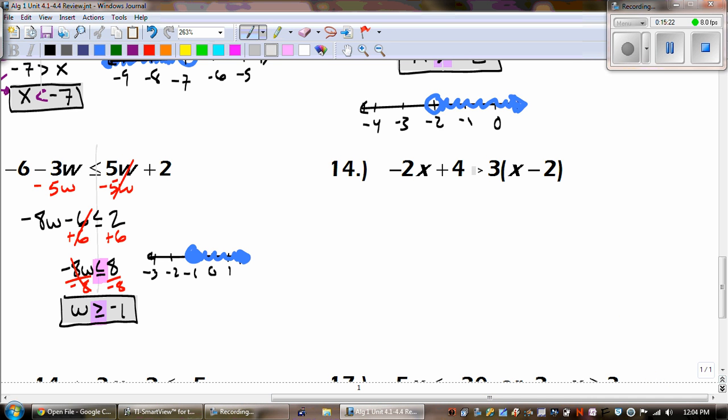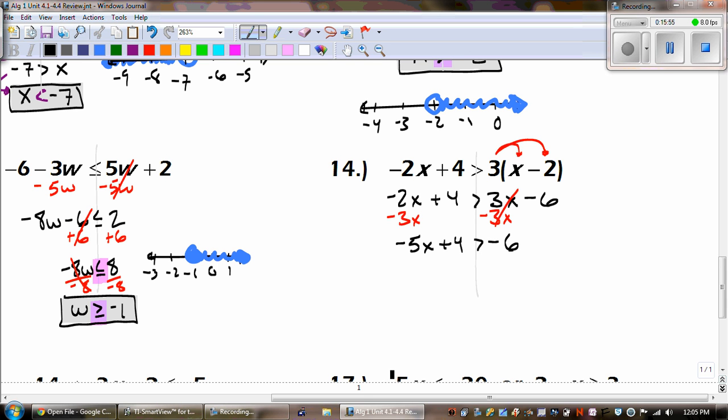Okay, 14. First thing we have to do for 14 is I see that we need to distribute. So the left side stays the same, negative 2x plus 4 is greater than 3x minus 6. And once again, I want my variable on the left side. So I'm going to move the 3x, and it's going to be a negative 3x to both sides. Negative 2 minus 3 is a negative 5x plus 4 is greater than negative 6.